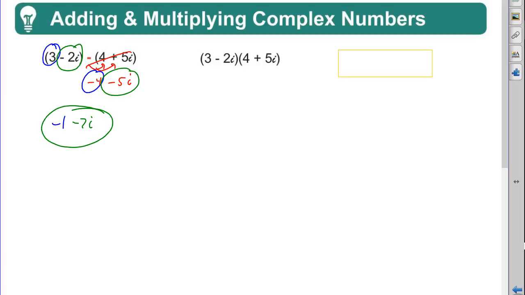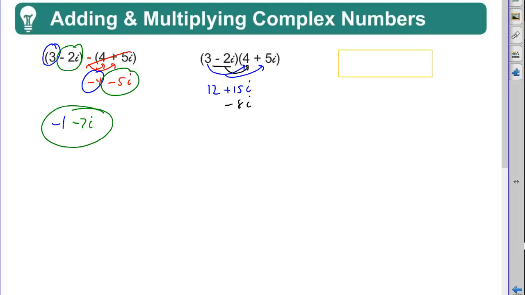Now, what about multiplying two complex numbers? All right, so watch what happens here. So 3 times 4 is 12. We're just going to distribute, right? 3 times a positive 5i is a positive 15i. Let me do the other one in black. A negative 2i times a 4 is a negative 8i.